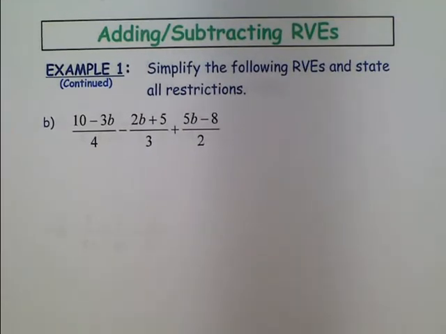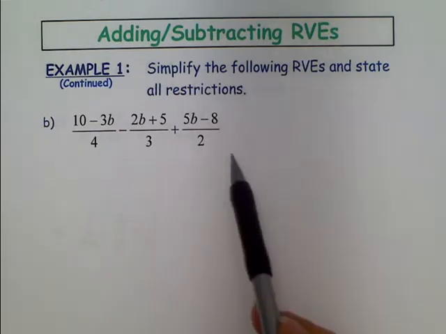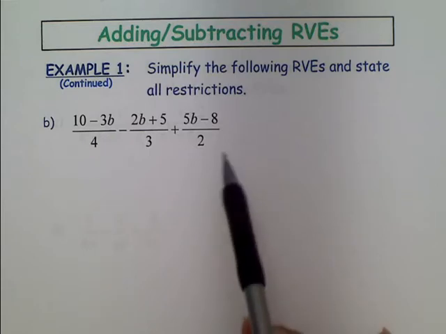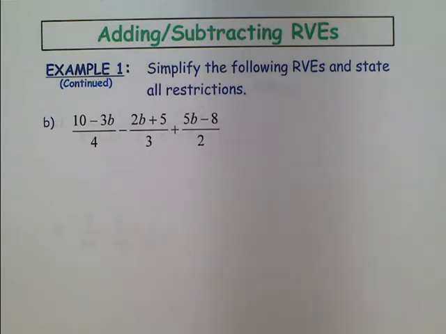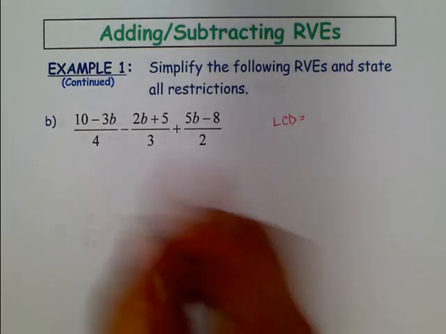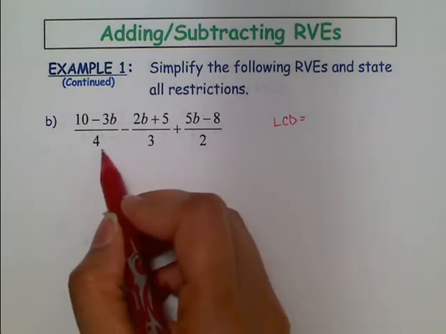You'll notice in this one again, we're going to simplify the RVE and then state any restrictions. In this case, notice that the denominators have no variable parts to them. What this means is we actually don't have any restrictions. There are no values of the variable that can make the denominator 0, which means we have no restrictions. So all we need to worry about in this case is what our lowest common denominator is going to be, because we don't actually have all the denominators the same in this case.